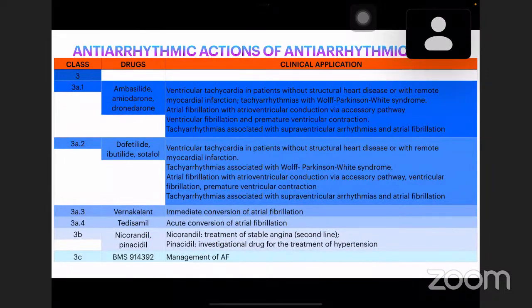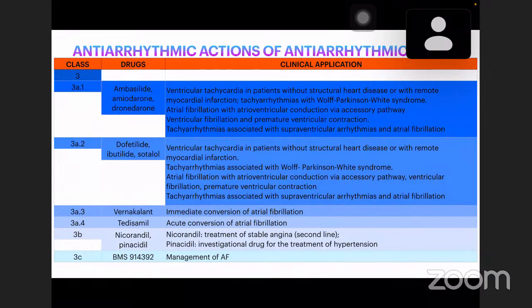Coming to class 3, in that I made this class 3.1, 3.2, 3.3. These are not given, but I made it for easy understanding. These are all class 3 only. Particularly, amiodarone, dronedarone, and ambasilide are used in ventricular tachycardia, as we know.